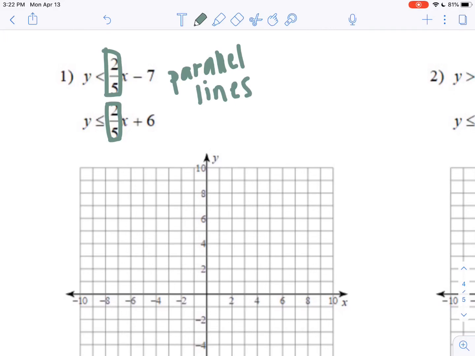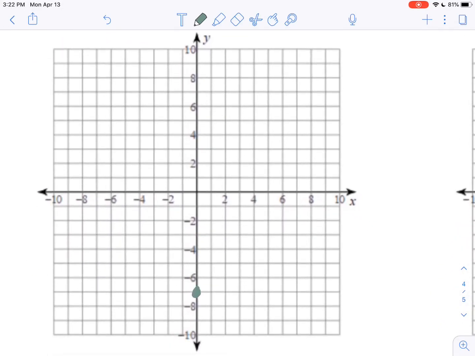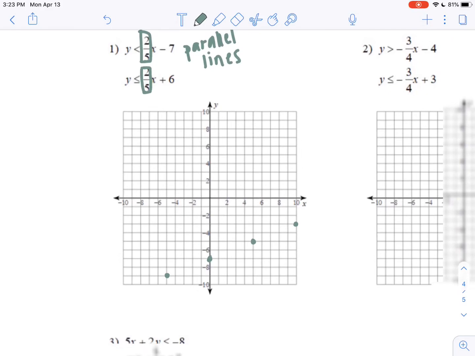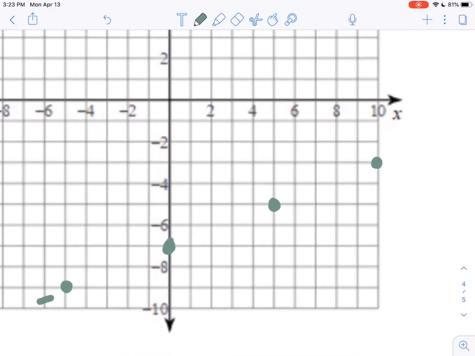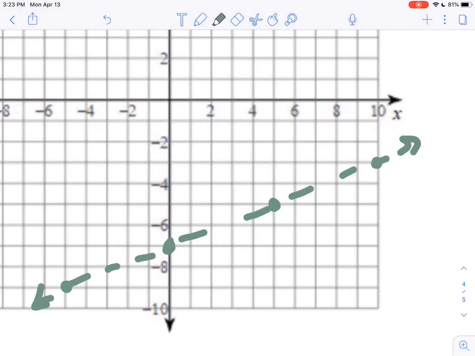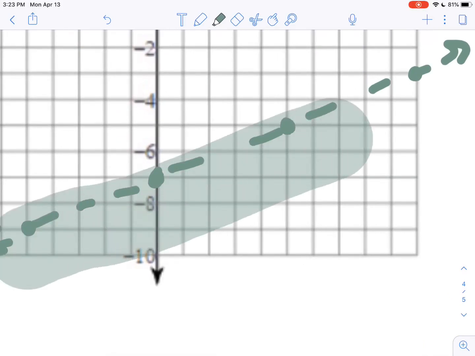So I'm going to graph this first one in the green. So my starting point is -7 and my slope is 2/5. So I'm going to go up 2 to the right 5, up 2 to the right 5, or I could go down 2 to the left 5. Okay, and this does not have a solid line, so I'm going to dash. I'm going to shade the solution area. It says that it is less than, so that means I shade underneath the line.